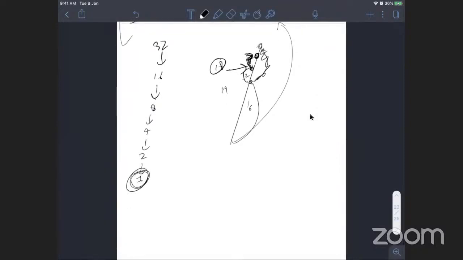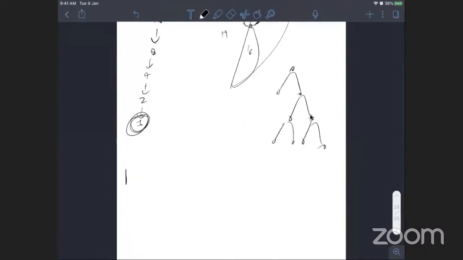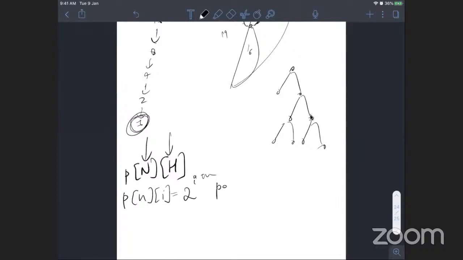So now the P array construction. The construction comes from the fact, okay, think about this. So this will look like this, P N H. The first dimension will be the node. The second dimension will be I. Again, let's remind what's P U I. P U I refers to the 2 to the power ith parent of U. Okay, this was the definition of P U I.